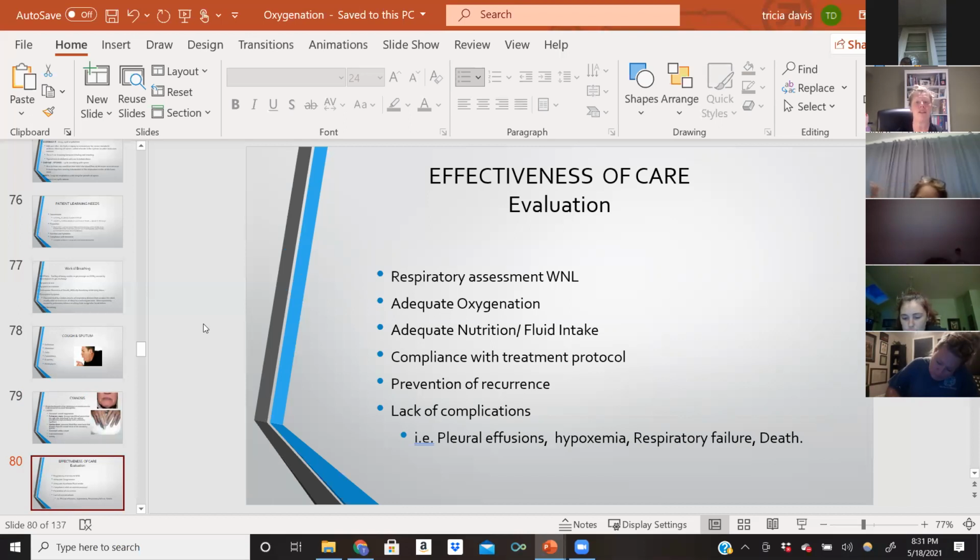And then we want to prevent recurrence. So finishing all those antibiotics and then educating them about how they got it and how they can prevent it. And then we want to have a lack of complications, so we don't want worse things to happen. We don't want them to get a pleural effusion. We don't want them to have hypoxemia. We definitely don't want respiratory failure, and we do not want them to die. Obviously, that can happen from respiratory failure.